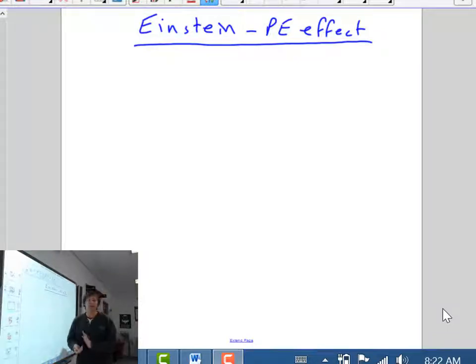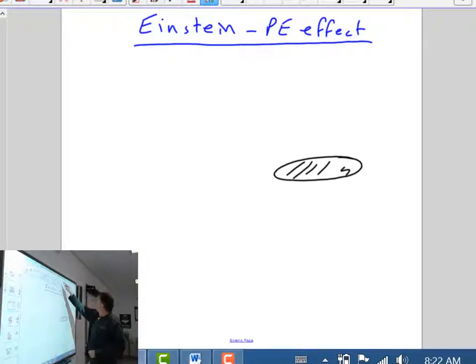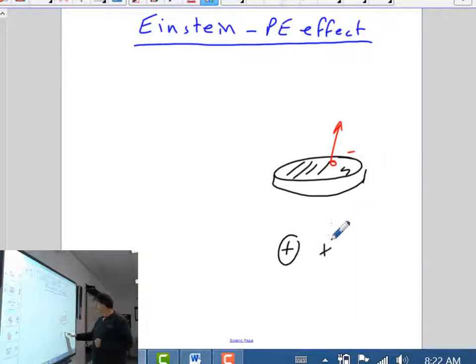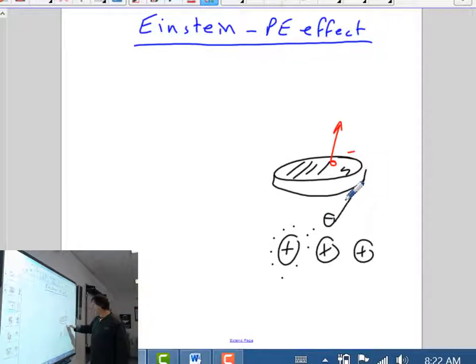Okay, let's look at Einstein's explanation of the photoelectric effect. What we're trying to do is get electrons to leave that surface. So electrons are negative, and this surface, if you think about it, consists of lots of positive nuclei within the surface. And you've also got electron shells going on. So what you've got to try and do is do work to pull that negative electron away from this metal lattice of positive nuclei and electron shell arrangements.